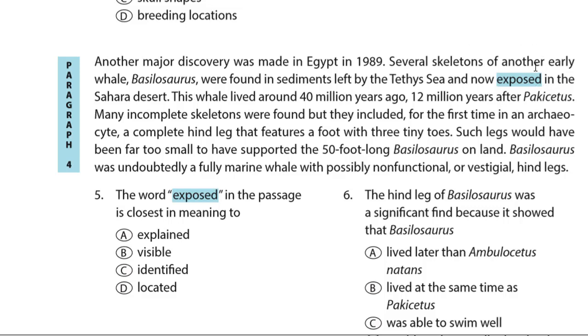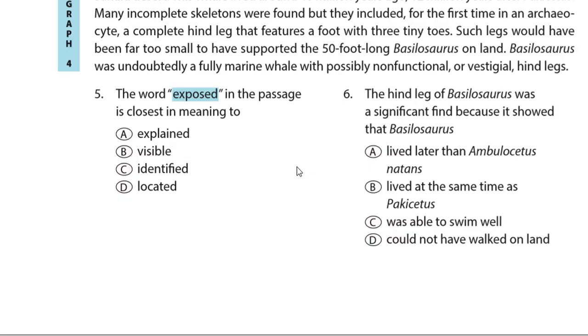So if you don't understand the meaning, you may probably say, okay, this could be placed, right? Located, or it could be visible also. Because identified is not a correct answer, not explained. You may be confused between two words, but if you already know it, you will solve it as visible. So try to read as many academic articles as possible. Moving on to question number 6.